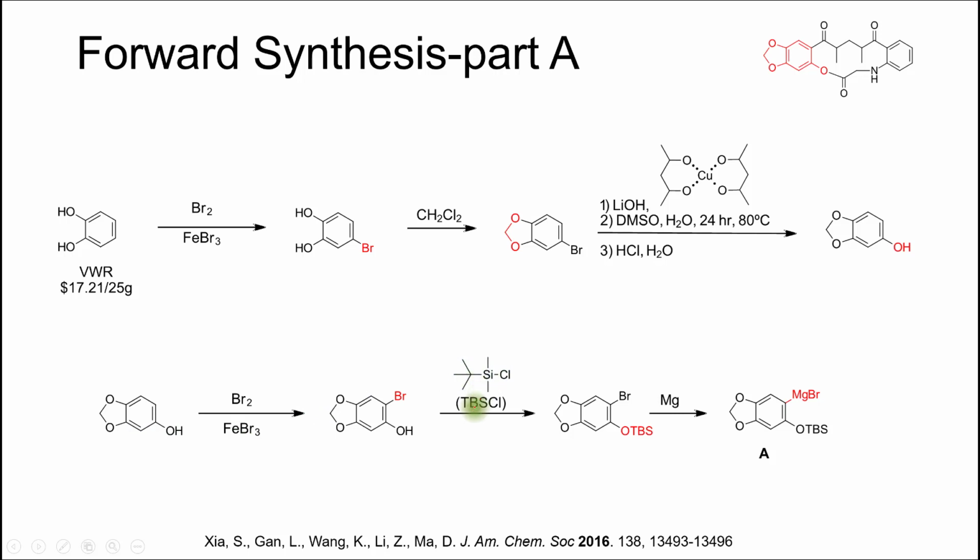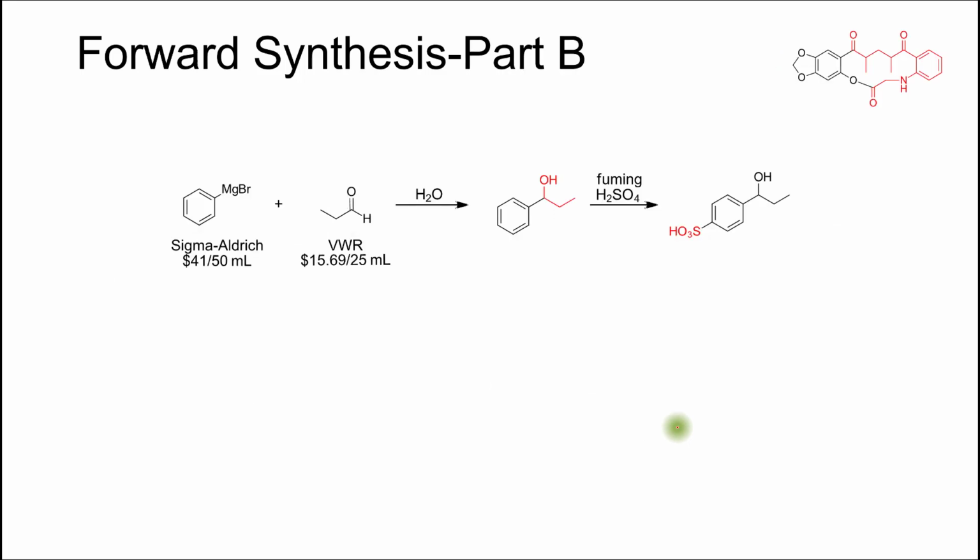This TBS chloride is a protecting group for alcohols, so that's protecting this here. And we need to protect that alcohol because we're using this BR and turning it into a Grignard reagent. And if you have a Grignard in the presence of an alcohol, that can just deprotonate that alcohol, and then your Grignard reagent is dead. So this would be another chunk of the molecule.